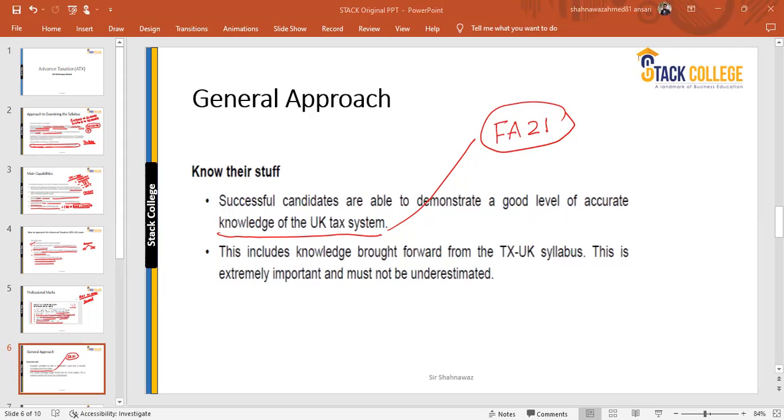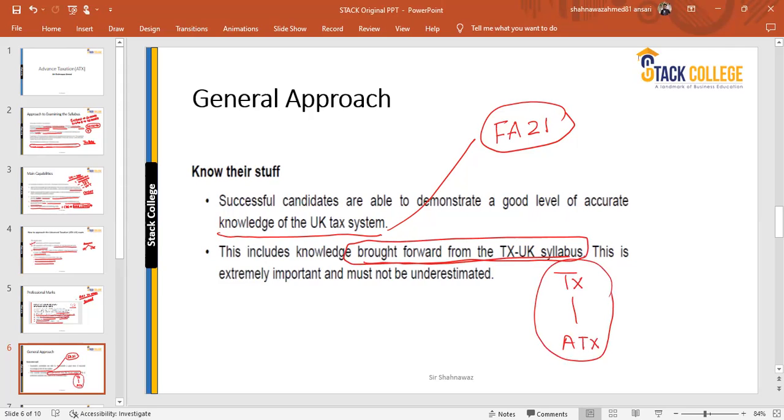A good understanding of the UK tax system, the knowledge of the tax system, is mandatory. And also the brought forward knowledge of UK TX, the previous syllabus. As I told you, this is an advanced version of the previous syllabus. But in our discussion, we'll start from scratch. We'll not consider this as assumed knowledge.